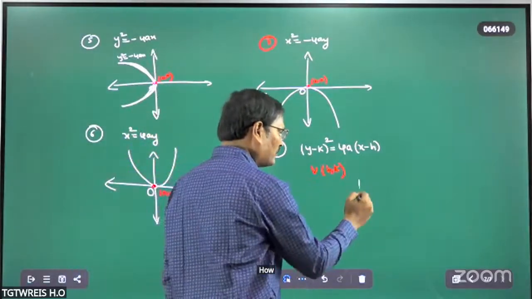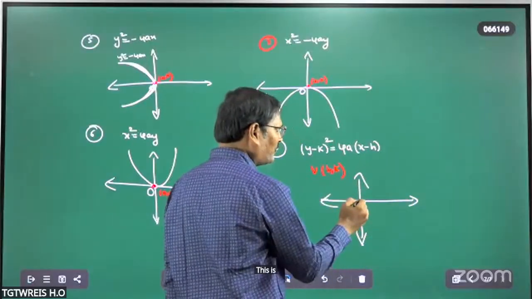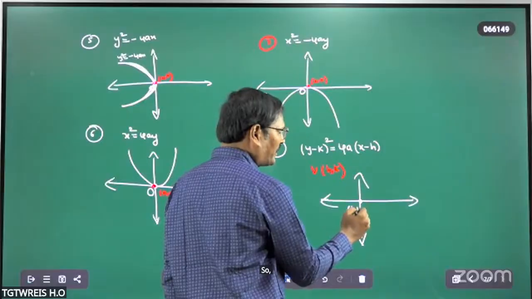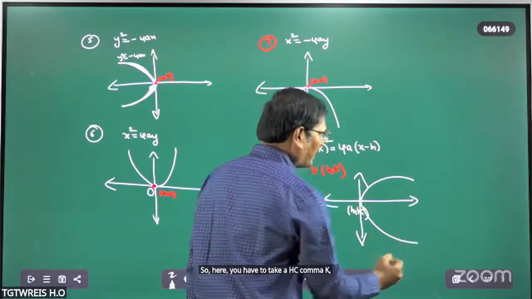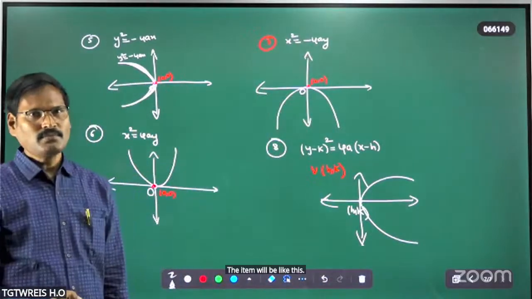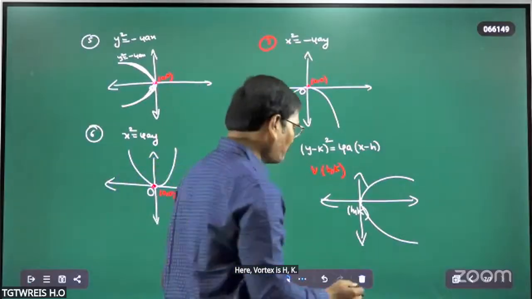How will it be? This is also a rough diagram. So here you have to take h comma k. The diagram will be like this. Here the vertex is h comma k. Is it clear?